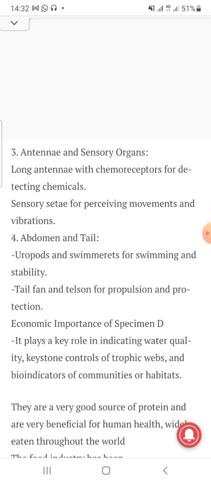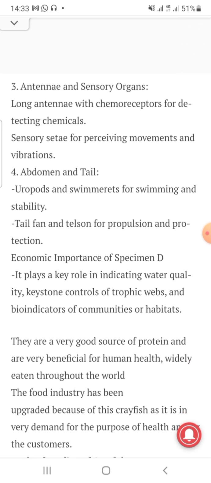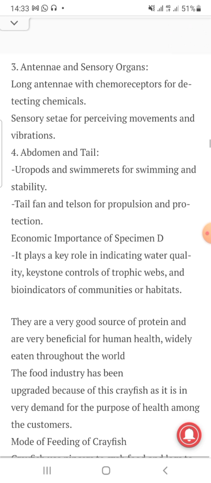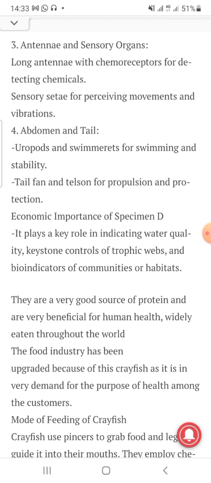Number three, antennae and sensory organs. Long antennae with chemoreceptors for detecting chemicals. Sensory setae for perceiving movements and vibrations. Number four, abdomen and tail. Uropods and swimmerets for swimming and stability. Tail fan and telson for propulsion and protection.